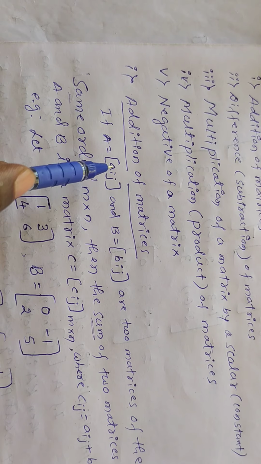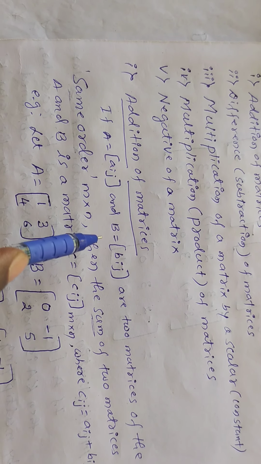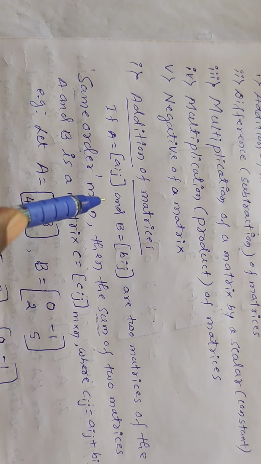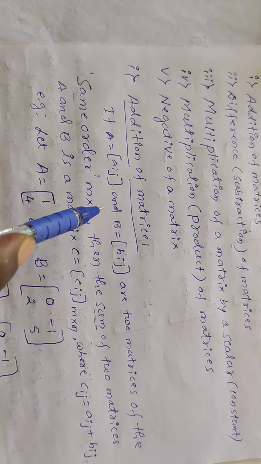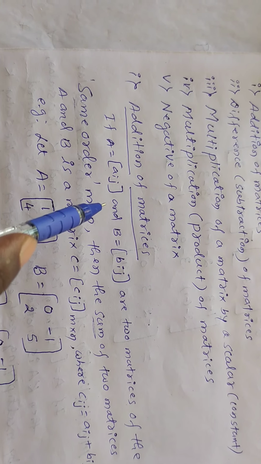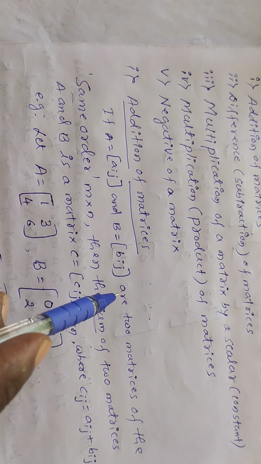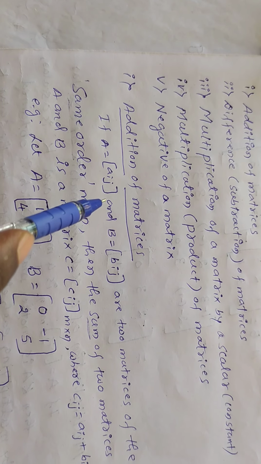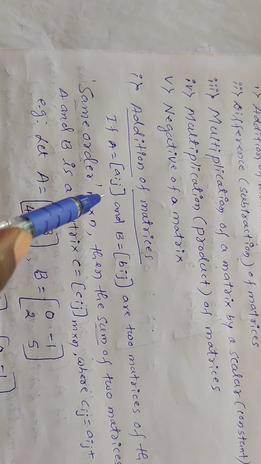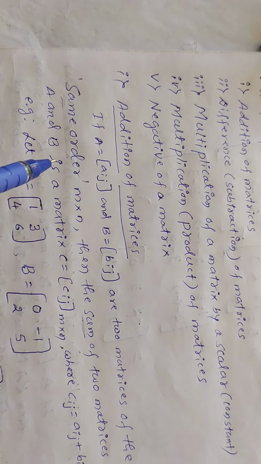When we add two matrices, there is a condition for the addition of matrices. We learned how to add two numbers, for example, 2 plus 2 gets 4. Like that, how to add the elements of the given two matrices. Simply, how to add the matrices.